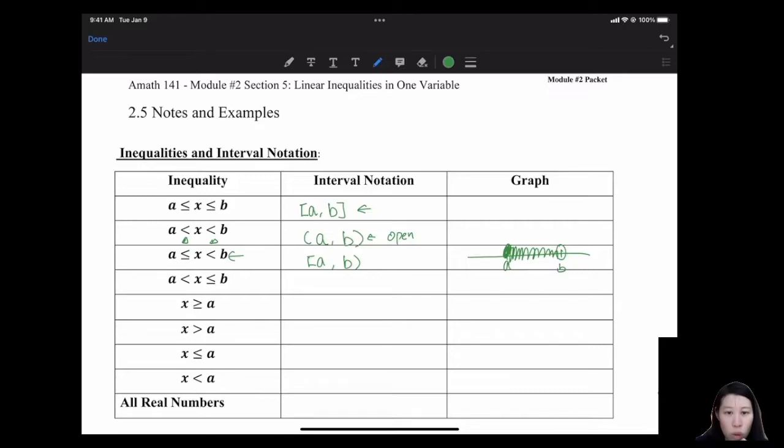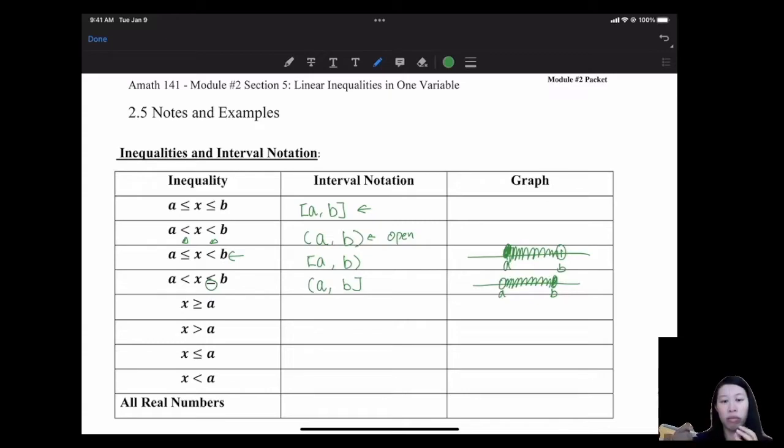Okay, so what about greater than a, but less than or equal to b? This is going to be not including a, parentheses. When it comes to b, there's an equal sign in here, so it's bracket. So on the graph, not including a, it's going to be a circle. Including b, it's going to be a solid dot. And then here, okay, x greater than or equal to a.